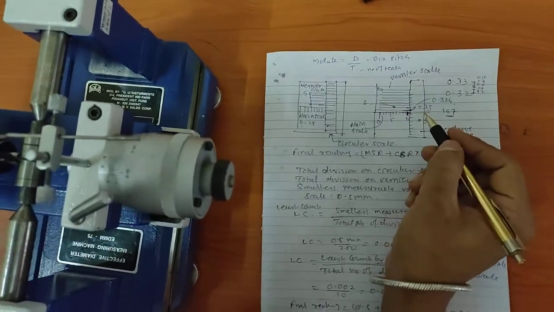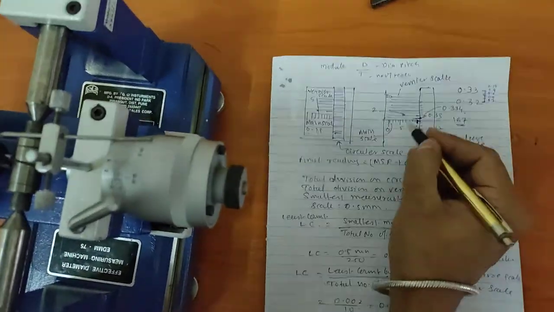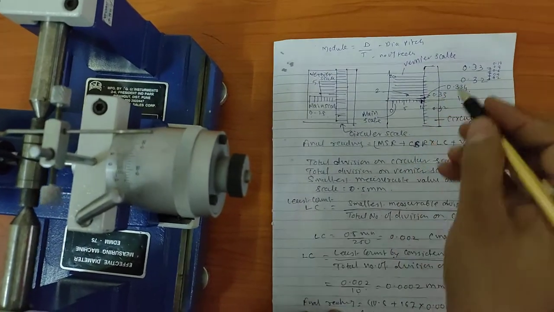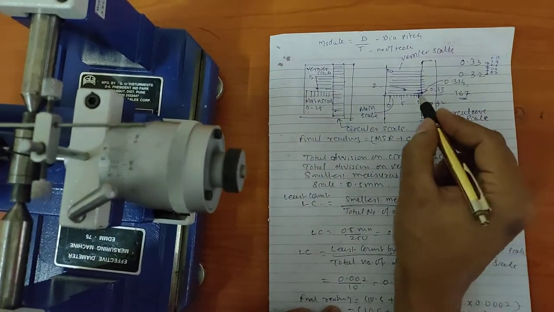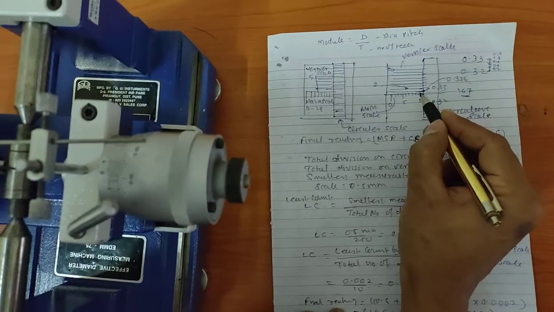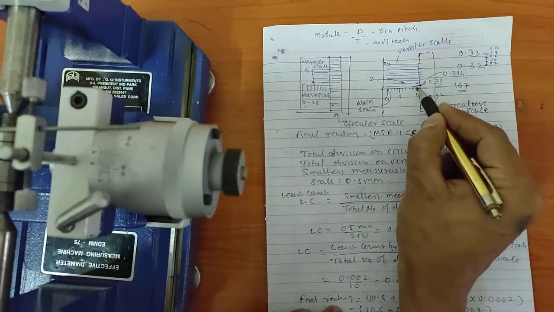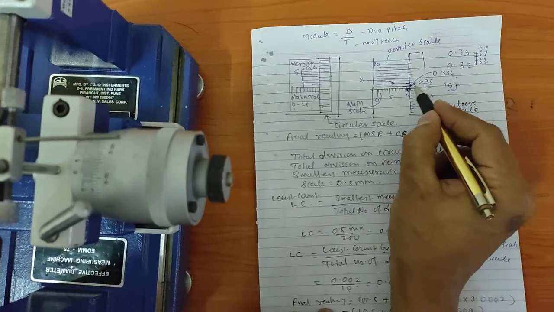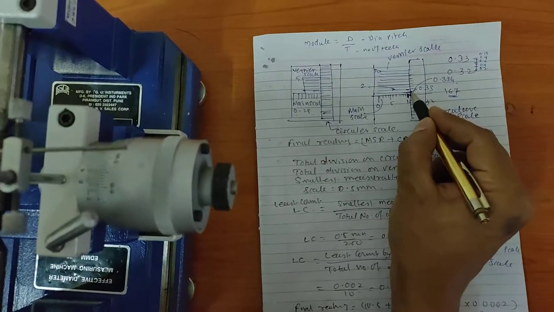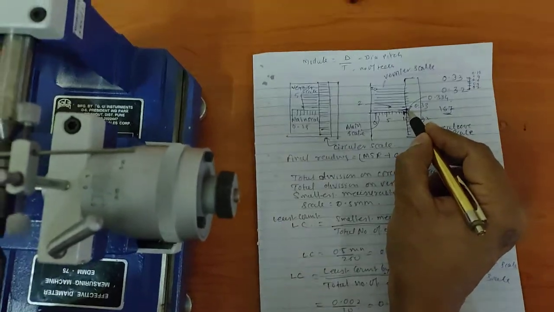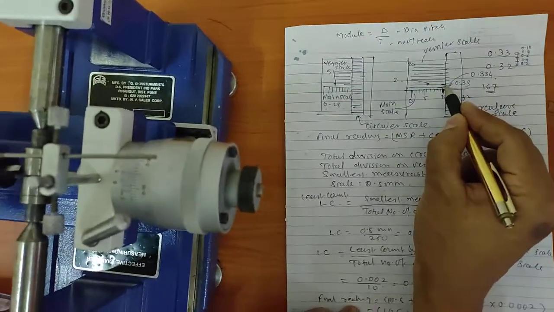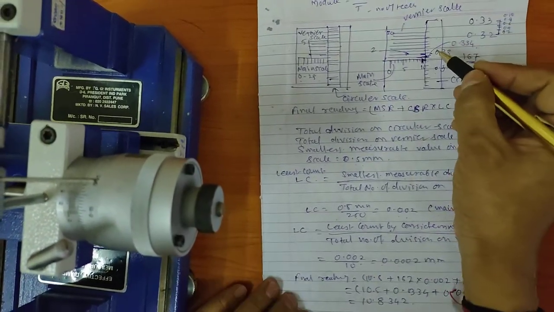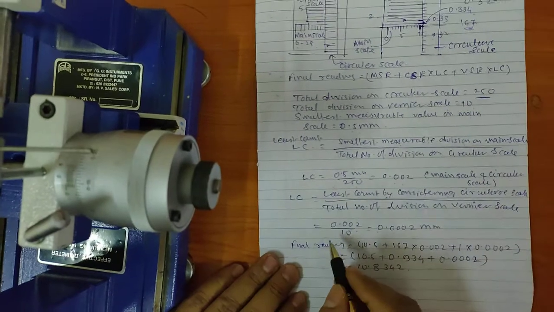See, there is jumbling in your mind, because this is very difficult for students to calculate. So again, I am just summarizing. What are our observations? After the 10th, there is one division which is matching with the circular divisions. The 167th division of the circular scale is matching with the second division of the vernier scale. So I am going to put all this value into my formula.